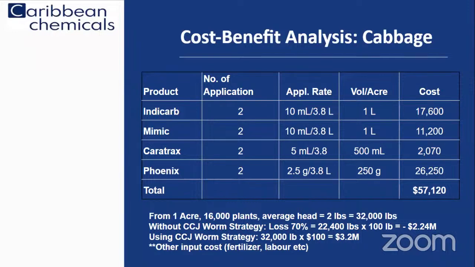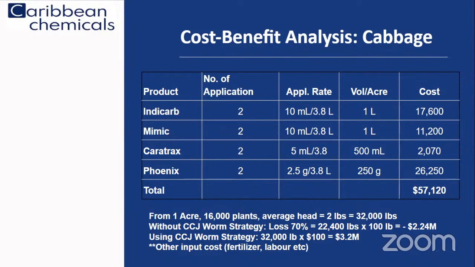So without the program, 70% of your 32,000 pounds of cabbage will equal 22,400 pounds loss. And saying that you're selling a pound of cabbage for $100, times the 22,400 pounds by 100, that is a $2.24 million loss. So $57,120 using the program, that's the cost, and not using the program, you will lose $2.24 million. So do the maths, farmers.